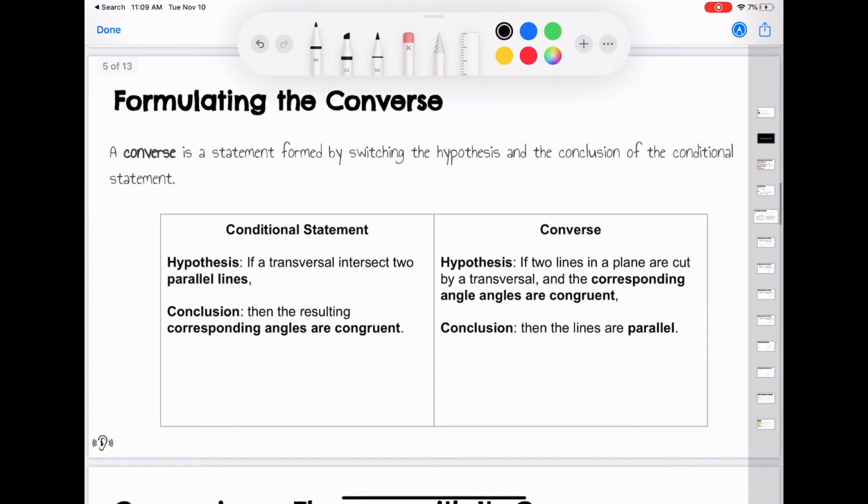Here we have a conditional statement. This says, if a transversal intersects two parallel lines, then the resulting corresponding angles are congruent. There we have our hypothesis and our conclusion. But we can also write this as a converse, and that would look like switching the hypothesis and the conclusion around, so it becomes if two lines in a plane are cut by a transversal and the corresponding angles are congruent, well then the lines are parallel.